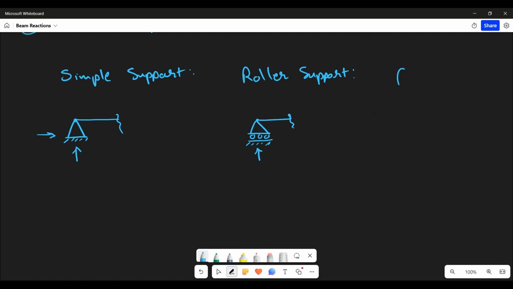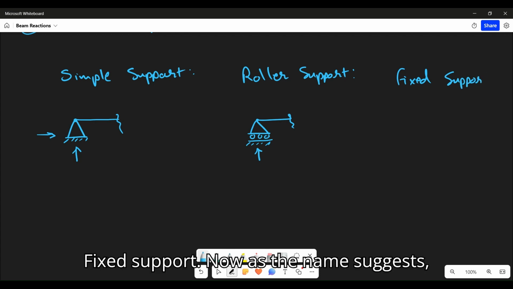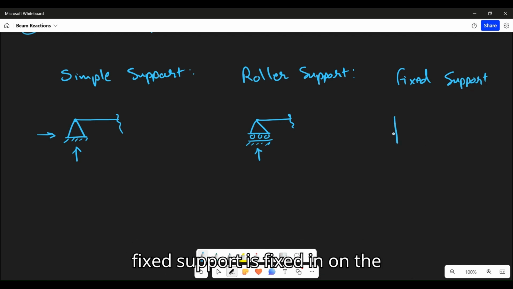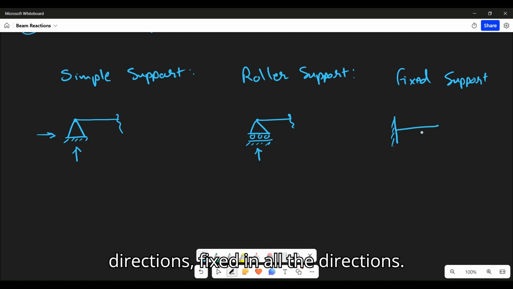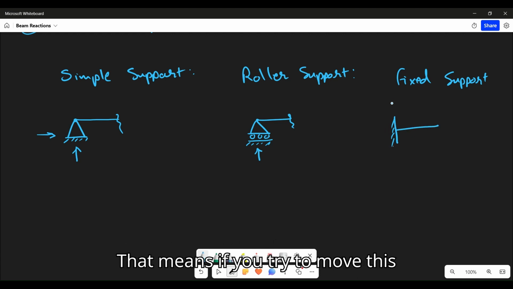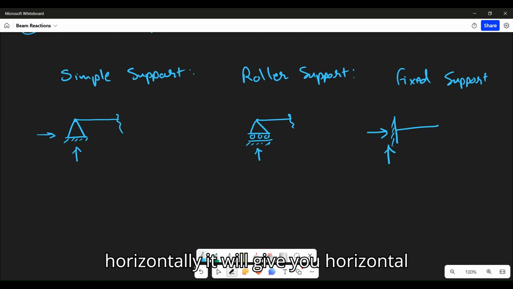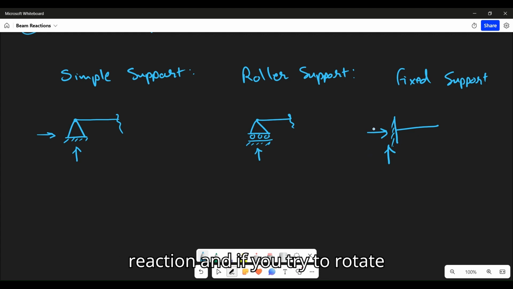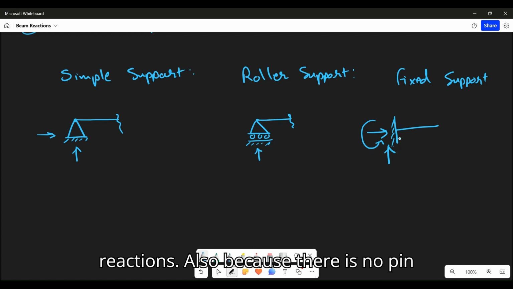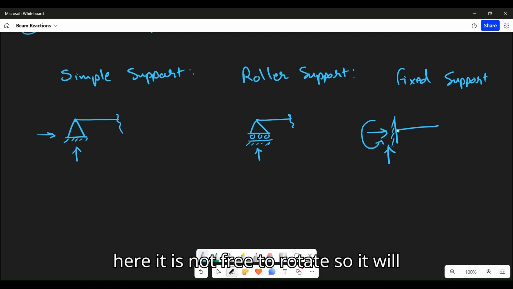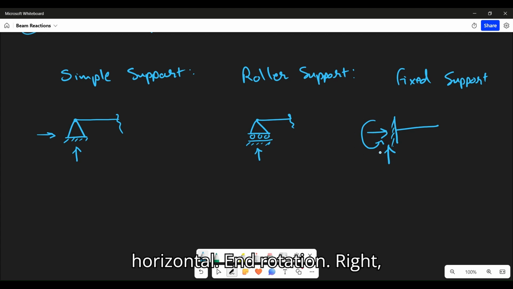Now let's see the last one, that is fixed support. Right? Now, as the name suggests, fixed support is fixed in all the directions. That means if you try to move this vertically, it will give you a vertical reaction. If you try to move this horizontally, it will give you a horizontal reaction. And if you try to rotate this, it will give you rotational reactions also, because there is no pin here. It is not free to rotate. So it will give you three reactions: vertical, horizontal, and rotational.